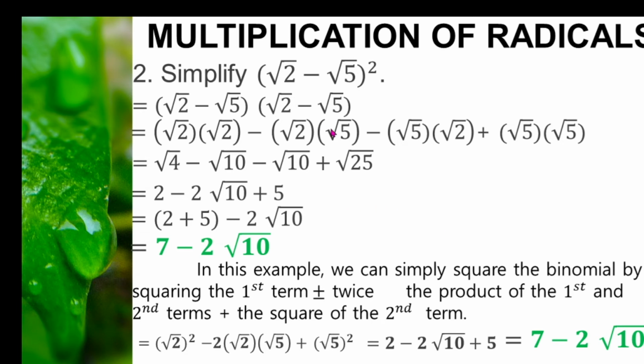So for either of these two solutions, you have the option to make use of the squaring of a binomial, or we can expand the given square of a binomial to make use of the FOIL method.